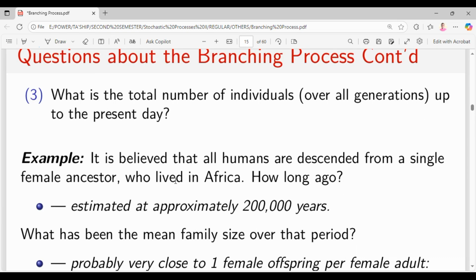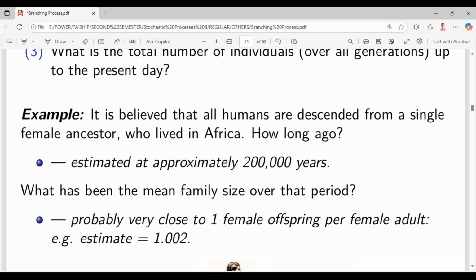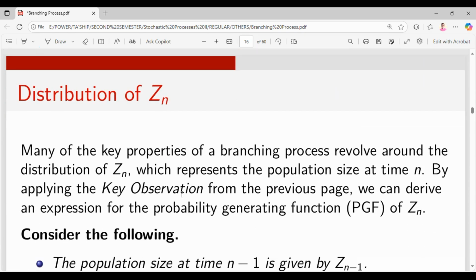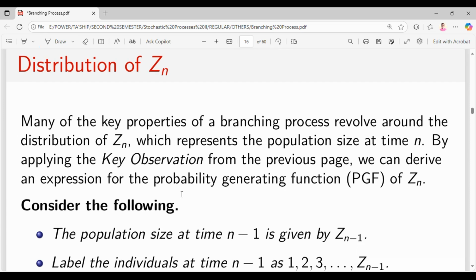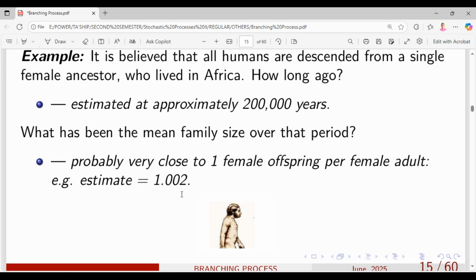Yeah, so it is believed that all human beings descended from a single female ancestor who lived in Africa. How long ago? It was estimated approximately 200,000 years ago. I don't know how true this is, but that is what I saw, right? Yeah, so let's look at the distribution. I think I'll pause here. Then we'll look at the distribution of Zn also in another video.